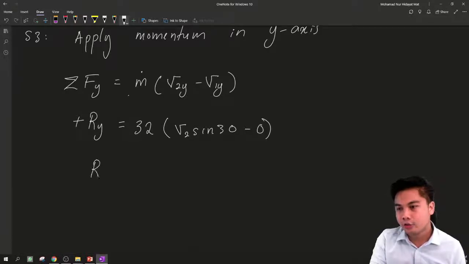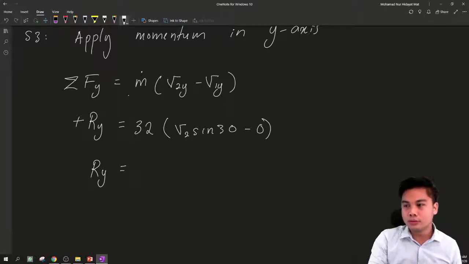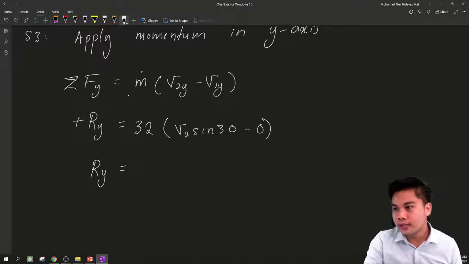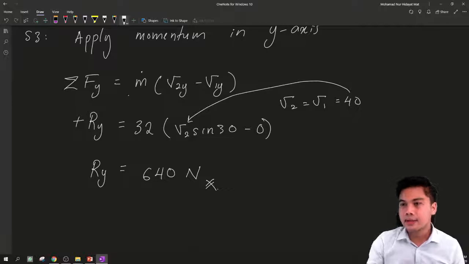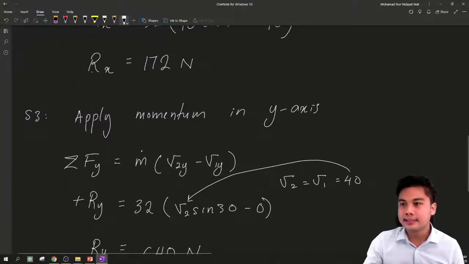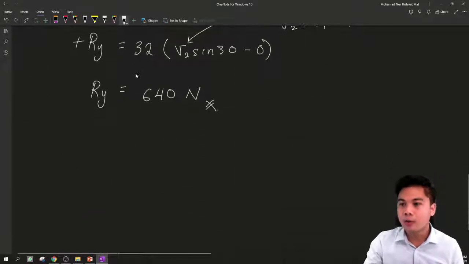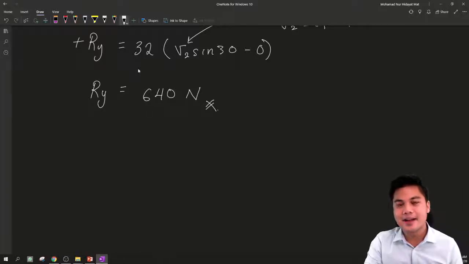And you solve this: Ry equals, okay, we know that V2 equals V1, which is 40 earlier. Replace 40 into this equation. Finally, you will get 640 Newtons. Therefore, the final answer is Rx is 172 Newtons and Ry is 640 Newtons. That is the final answer.